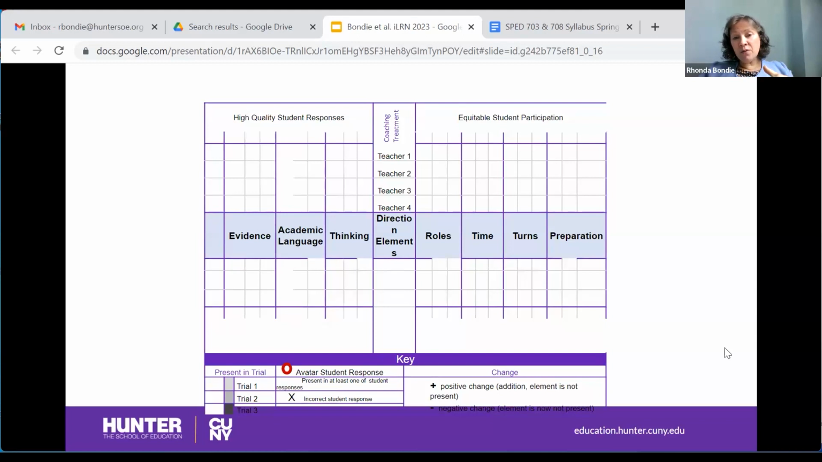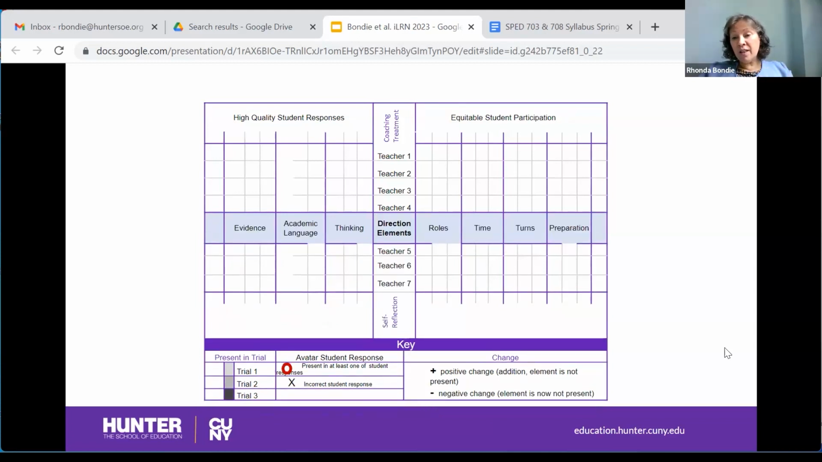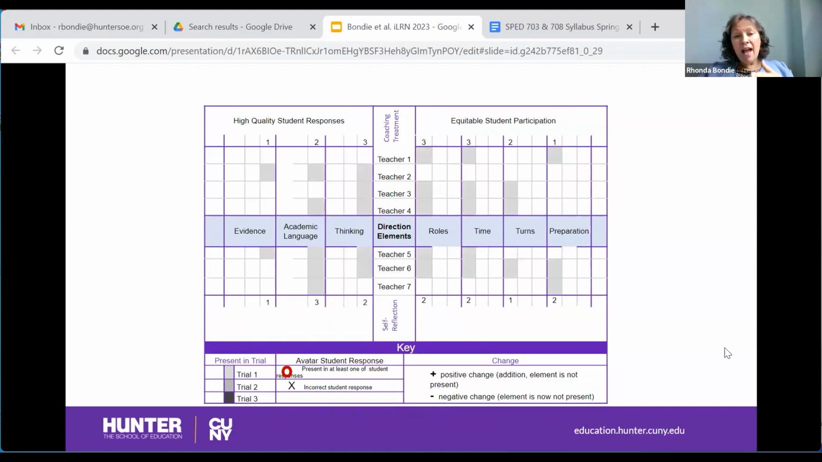On the top of this grid, you can see teachers in the coaching treatment, the 4 teachers in the coaching treatment, and on the bottom, the 3 teachers in the self-reflection treatment. And then as we build out, starting from the center out, in this graph, we can see each trial. Each teacher had 3 trials giving directions for peer discussions. And if the element was present, we color in the box.